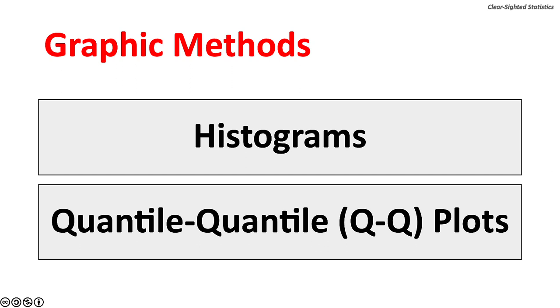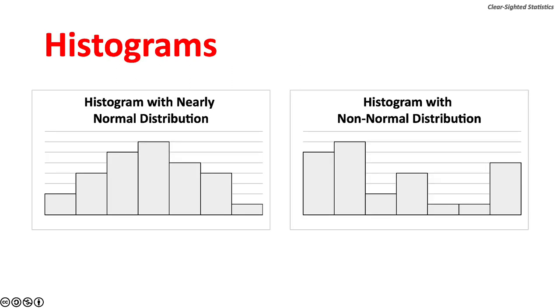Two graphs can be useful. 1, histograms. 2, quantile-quantile or QQ plots. Here are two histograms. The histogram on the left shows a normal or symmetrical distribution. The histogram on the right shows a non-normal, skewed, or asymmetrical distribution.